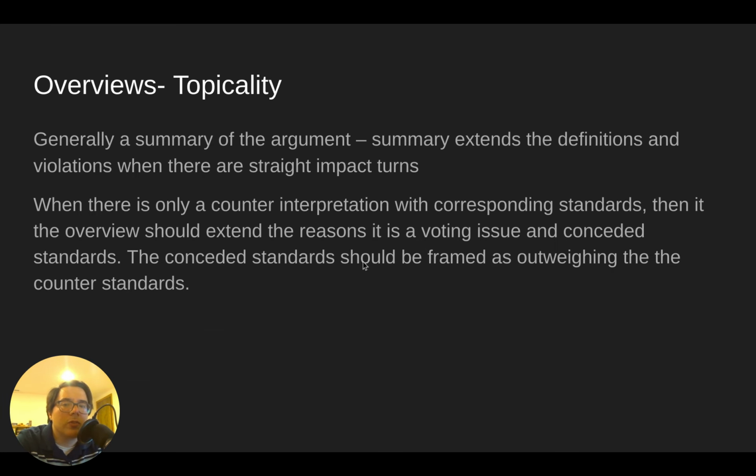When we look at overviews for topicality, there's usually a summary of the argument, and it extends the definitions and violations when there are impact turns going on. So if they say topicality is bad and should never be run, that's when you would extend across the definitions and violations in your overview. And then if there's just a counterinterpretation with corresponding standards, then you are going to extend across the voting issue and your conceded standards and explain why those conceded standards should outweigh their counter standards.